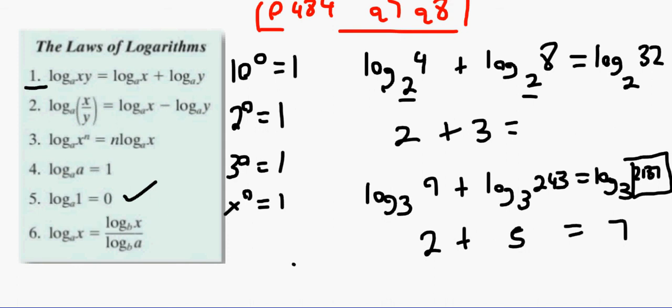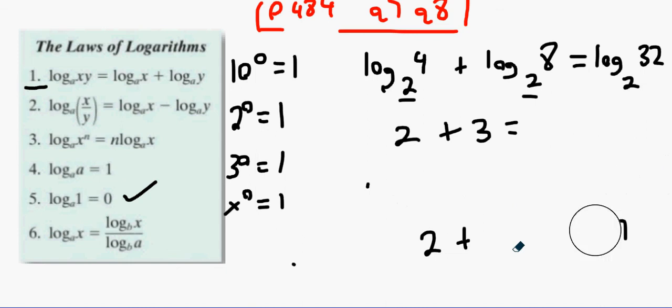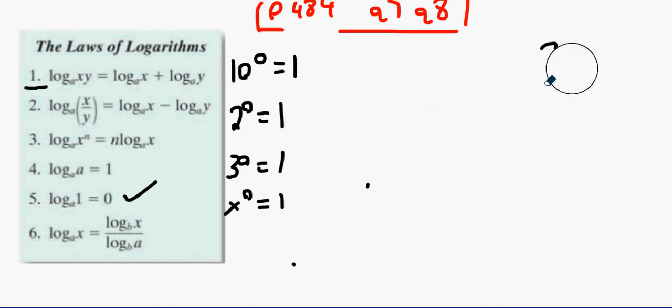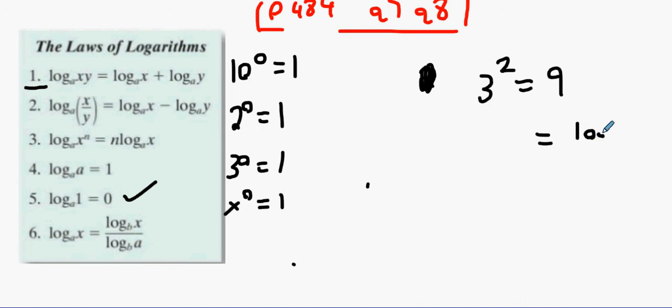Now, next thing. What happens when you take logs away? I'll go back to my initial one. Everybody cool with this? Alright, guys. We're gonna work backwards now, right? Ready for this? 3 squared equals 9. Everybody cool with that? What does that mean? Log 9 base 3 is what? You all cool with that?